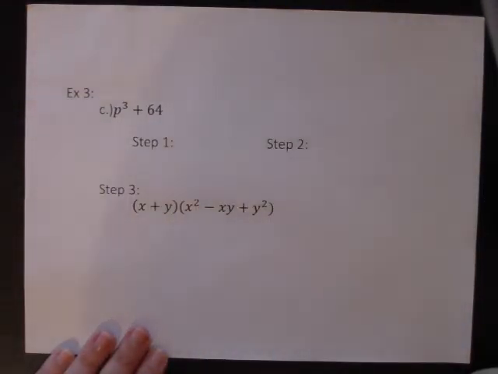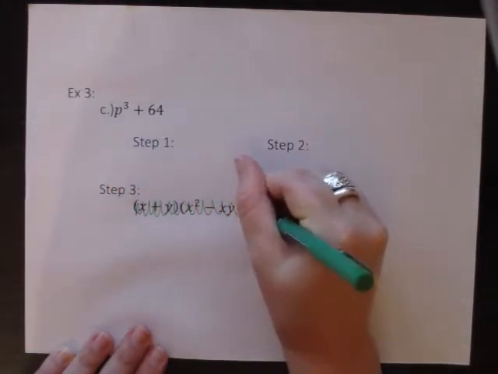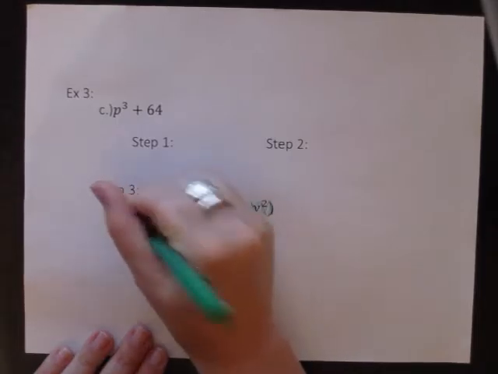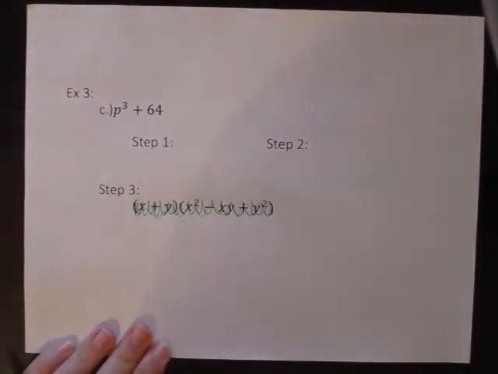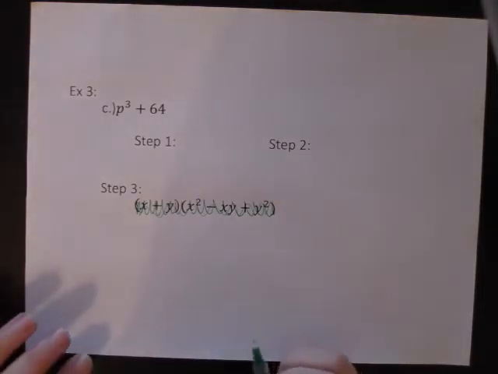Alright, here's the last problem of the day. What I want you to do first is cross out step 3 so we can talk through it. And then I want you to take this problem and pause it and see if you can work it yourself. Alright, so we have p to the third plus 64.